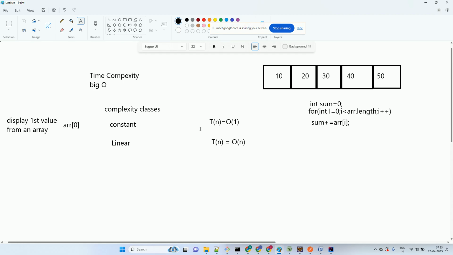If one developer solves the problem in linear time complexity and another developer solves the problem in constant time complexity, whose is faster? So your O of 1 is less than O of n? Yes. So this one is faster compared to O of n. This is your linear time complexity.